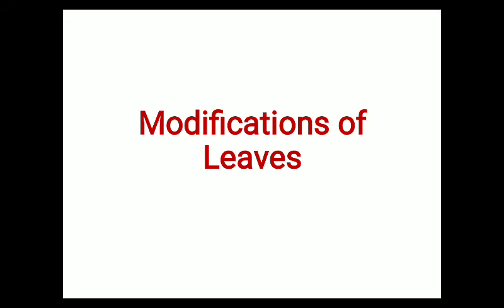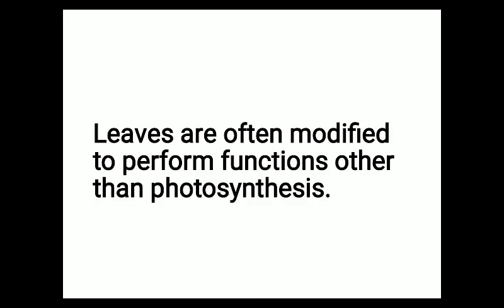Now we'll come to the modifications of leaves. So what are modifications of leaves? Leaves are often modified to perform functions other than photosynthesis. We all know the function of leaves: they are involved in the process of photosynthesis, by which they prepare food for the plant. This is the main function of a leaf. So if any function is performed by leaves apart from photosynthesis, then it is known as modification of leaves.